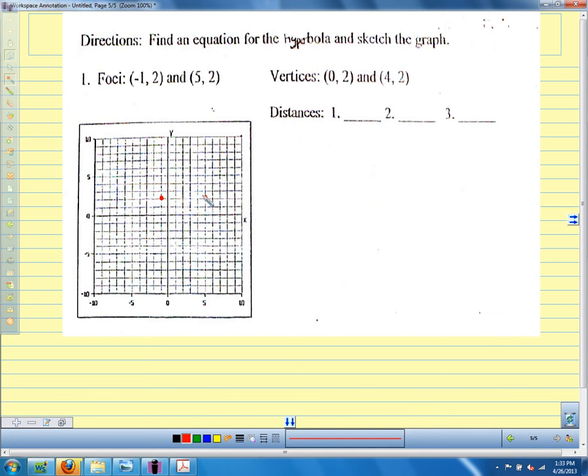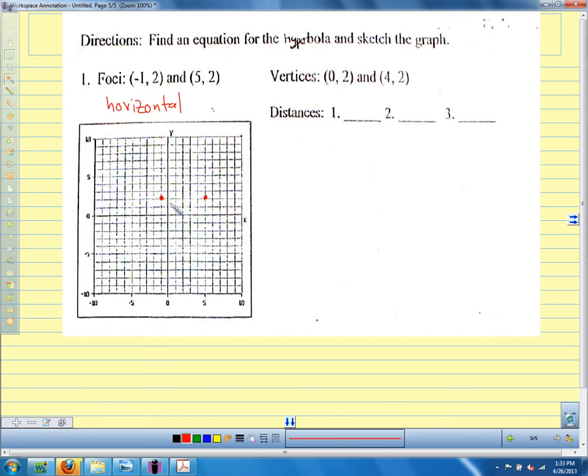So what do we know right away? Which orientation: is this a vertical or a horizontal hyperbola? It has to be horizontal because the foci are on the axis. So we know right away that this is horizontal. So we know that the x part is going to be positive and that the a is going to go underneath our x. All right, it says our vertices are at 0, 2 and 4, 2.